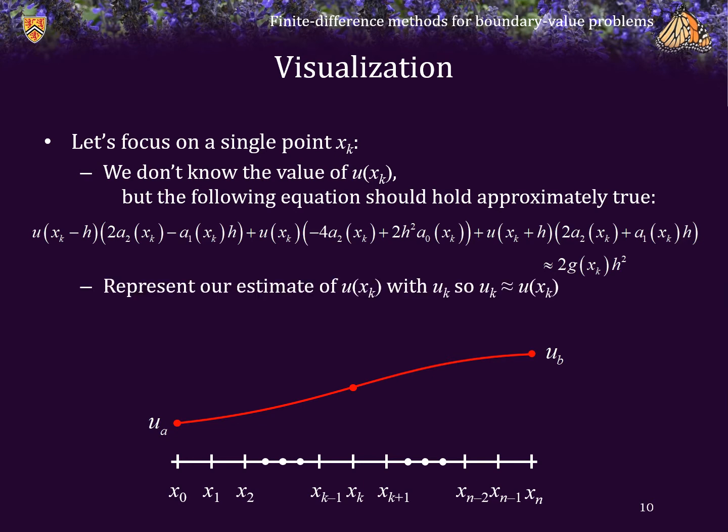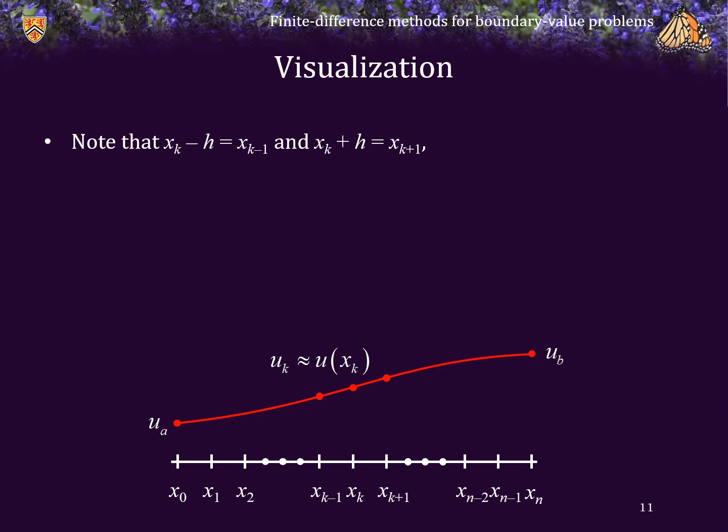Consequently, what we will do is represent our estimate of the solution u at x sub k with an unknown u sub k. So u sub k is approximately u at x sub k, where again u is the actual solution. Note that x_k minus h is just x_{k-1}, and x_k plus h is the next x value, x_{k+1}.